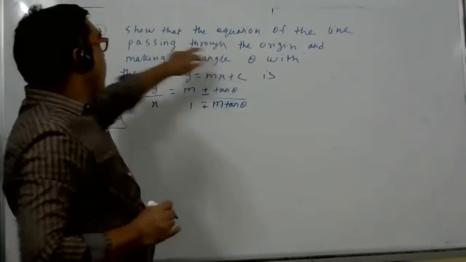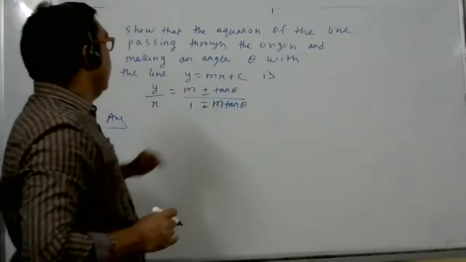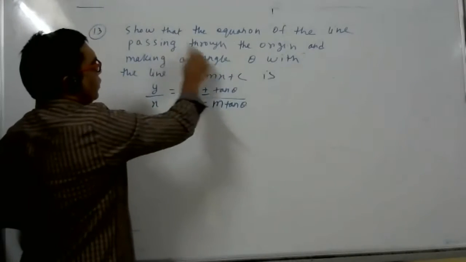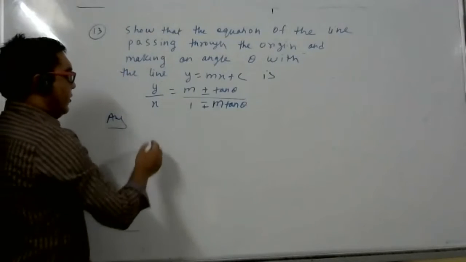Show that the equation of line passing through the origin and making an angle theta with the line y is equal to mx plus c is this one. Very simple question.